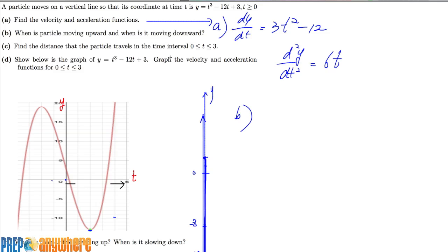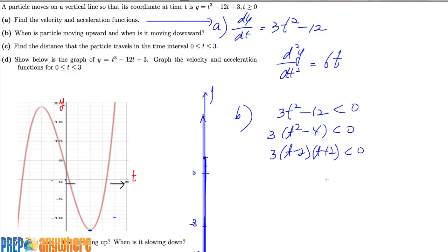For part B, when is the particle moving upwards and when is it moving downwards? So the particle is moving downwards when 3t squared minus 12 is less than 0. This is the velocity set to less than 0. Let's factor out 3. And we get t minus 2 and t plus 2. So that's a parabola that's going upwards with roots at -2 and 2.